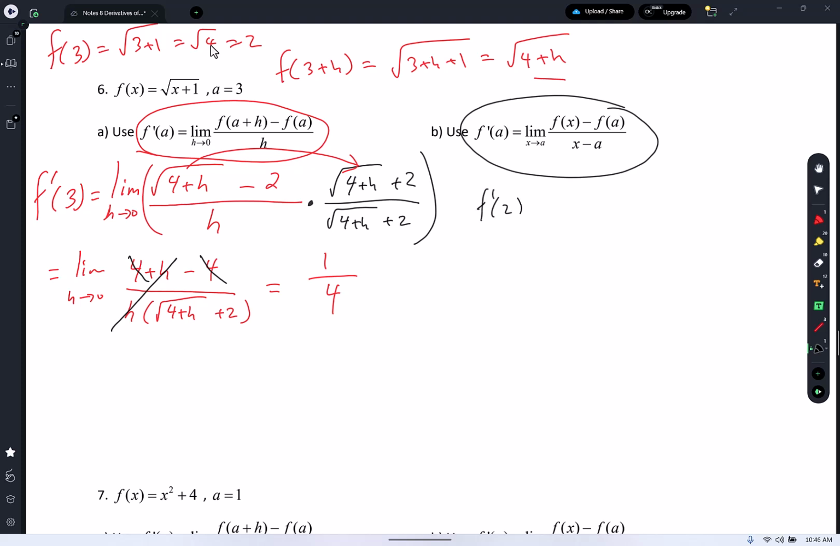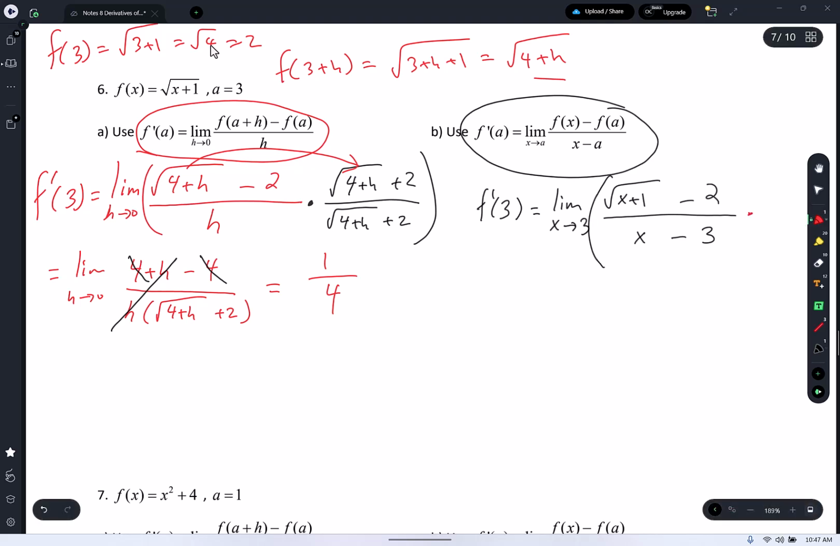F prime of 3 equals the limit as x approaches 3 of f of x, which is the square root of x plus 1, minus f of 3, which is 2, all over x minus 3. Again, the numerator is what's making this difficult.